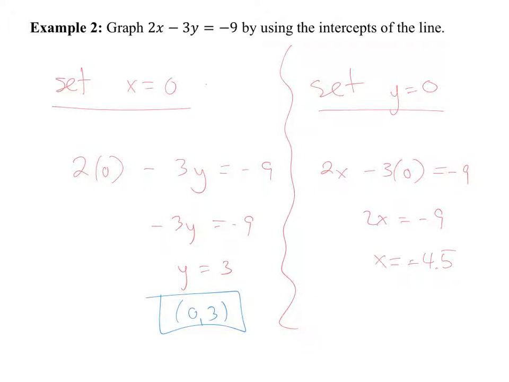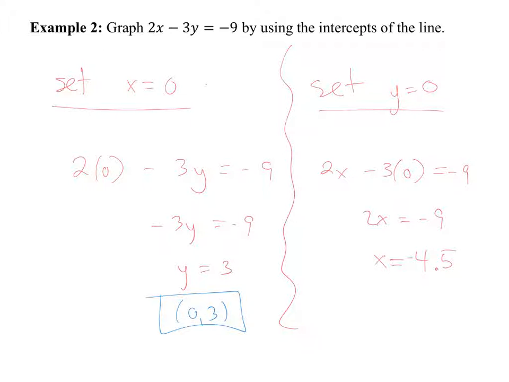Now, why am I not leaving my answer like that? Why am I not leaving it as just x equals negative 4.5? Why don't I just leave it like that? Because that isn't the intercept. We have to plot the point, which is the coordinate. Yeah, you need a coordinate.